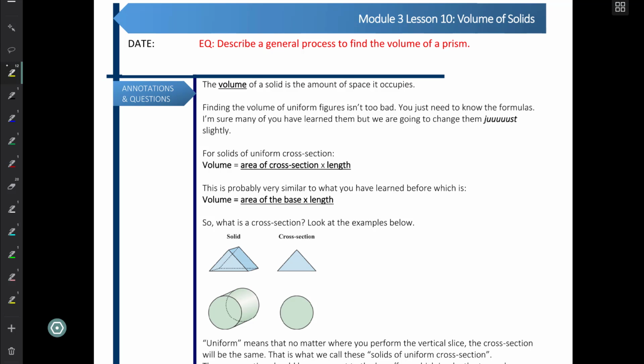The EQ is really a task. I want you to be able to describe a general process to find the volume of a prism. My goal eventually is to not necessarily rely on a formula booklet, but for you to be able to build these formulas so you can do these things intuitively. Before we get there, let's take a look.